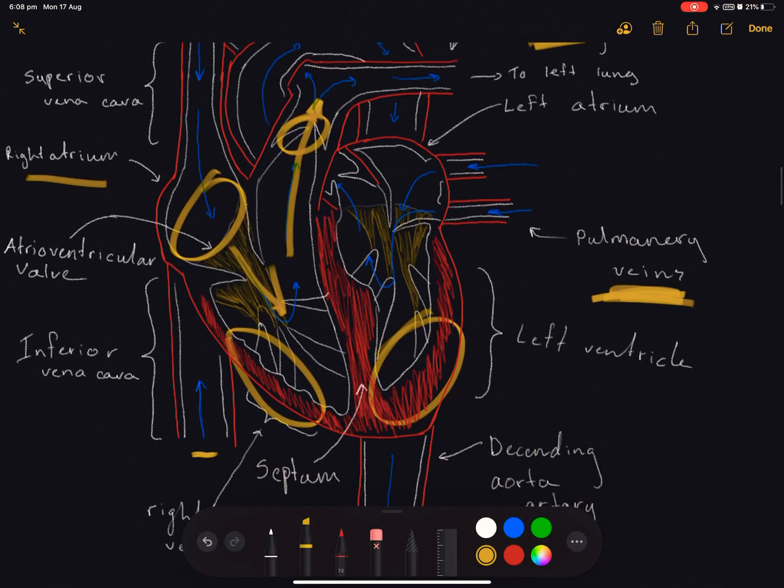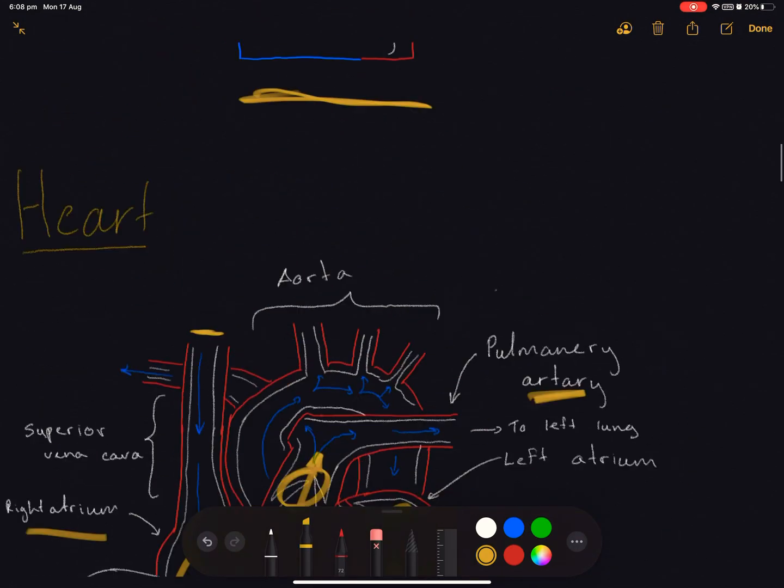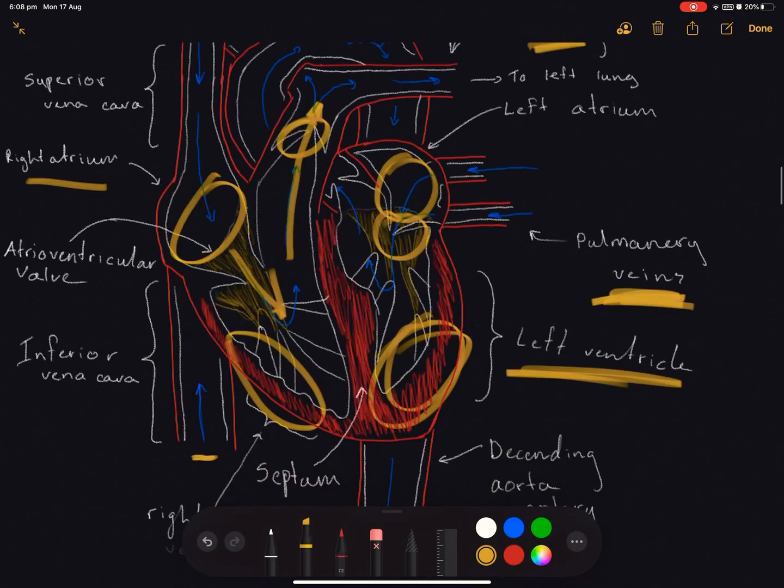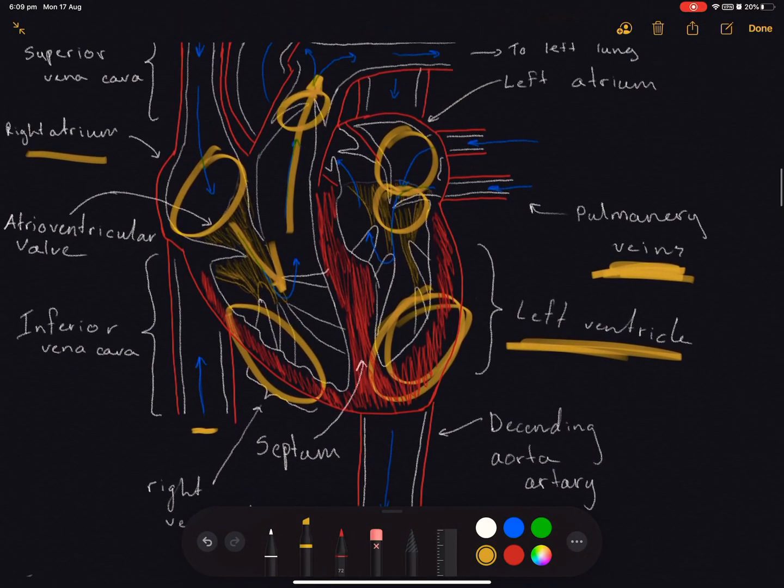After which, it then enters the left atrium and flows through the atrioventricular valve, right? So that's that part there. And it then enters the left ventricle. Now, at the left ventricle, you can see that it's a lot bigger than the right, and that's again to refer to this bit of diagram here. It creates a higher blood pressure, right?